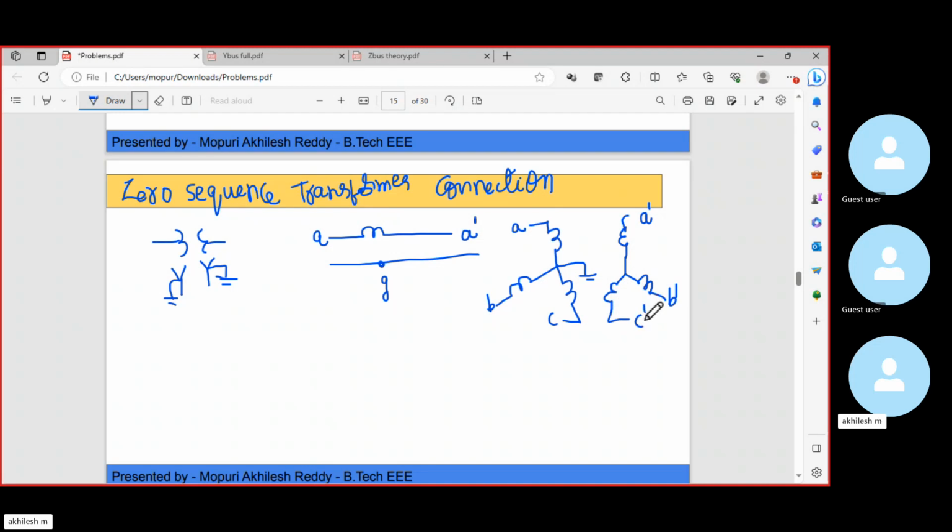Here it is grounded. This neutral point is grounded. This is actually the primary and secondary. This is the primary. This is the secondary of the transformer. Circuit diagram. And this is the zero sequence diagram. Zero sequence diagram is this one.